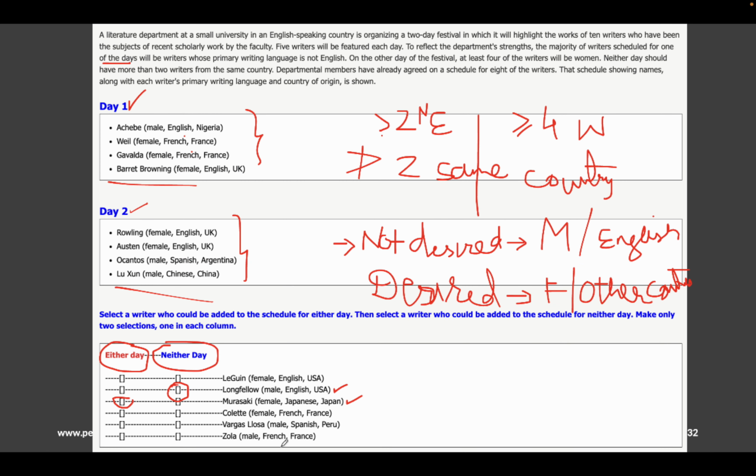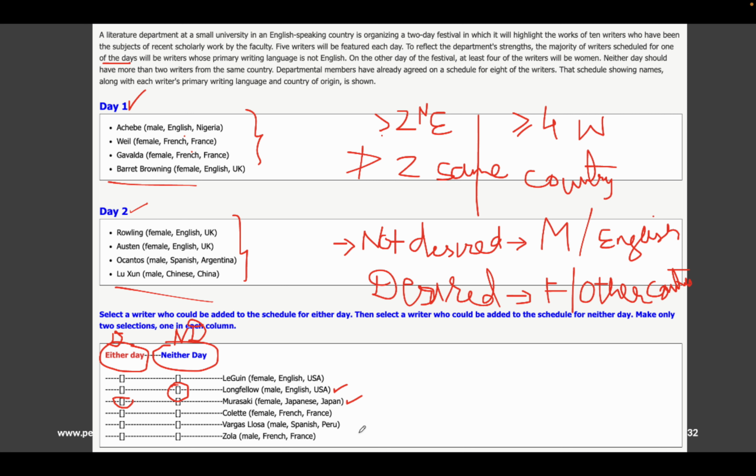Now, just gonna summarize this question here. So in this particular question, there were some conditions given, and using those conditions given, you can figure out which particular individual is desired the most. Which is a female from other countries, which particular individual is not desired to be part of these groups, which is a male who speaks English. And then look at the answer options. It's someone who can be chosen either day, someone who can be chosen neither of the days. So basically here you have to pick up a person who is the most desired. Here you have to pick up the person who is not so much desired, and our answer options support that particular instance, and we can get the answer within 2 minutes.